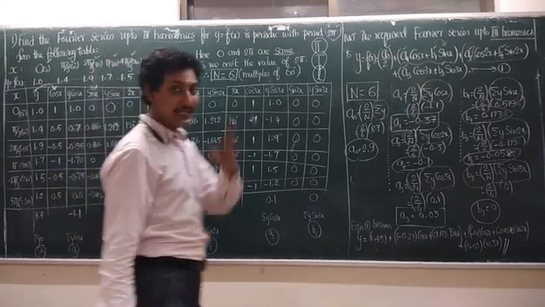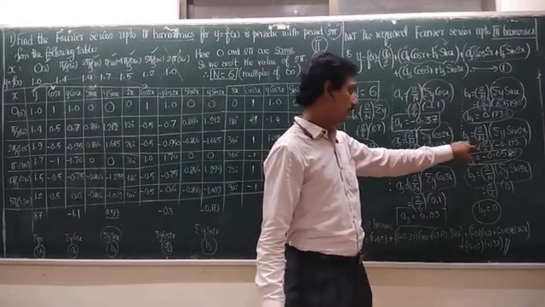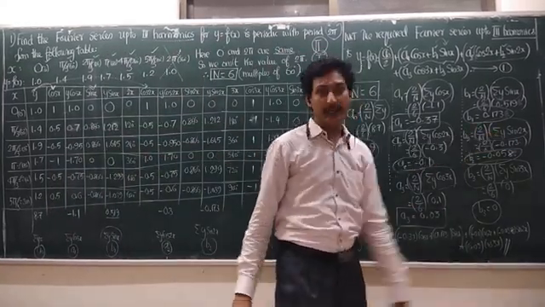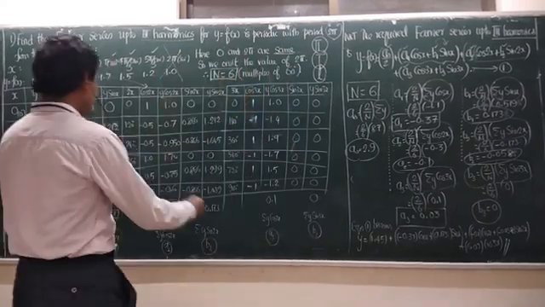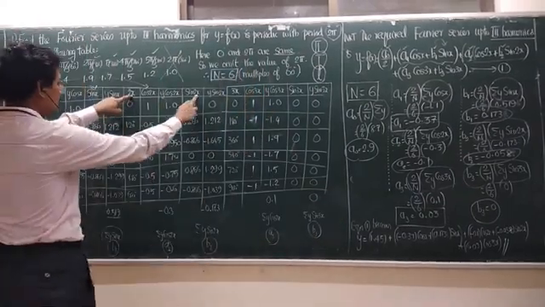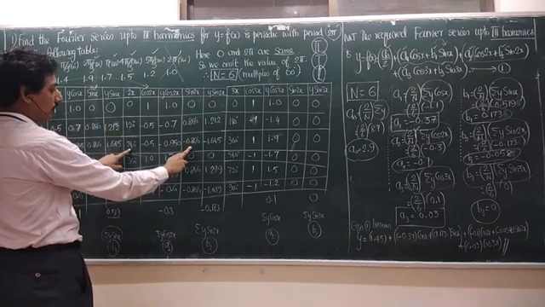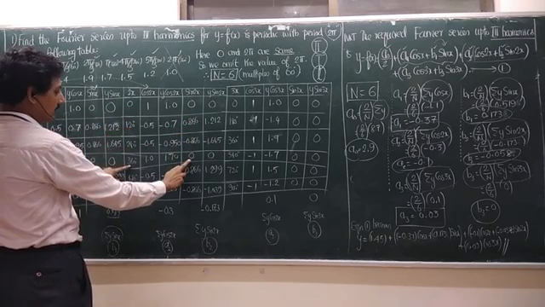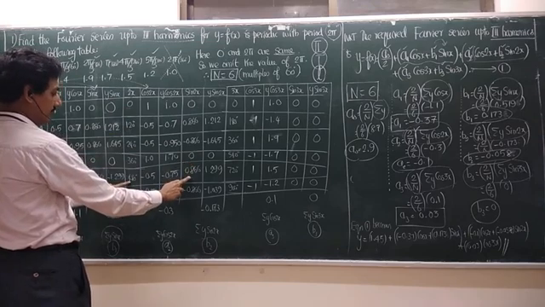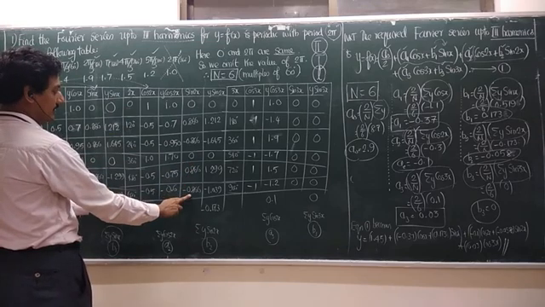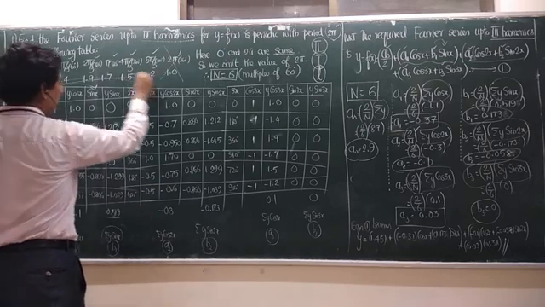What about b2, the second harmonic value? b2 is 2 by n sigma y sin 2x. Find out the sin 2x value. Yes, this is the 2x now. Find the sin 2x. Sin 0, 0. Sin 120, 0.866. Sin 240, minus 0.866. Sin 360, 0. Sin 480, 0.866. Sin 600 is minus 0.866. Multiply y with this sin 2x.